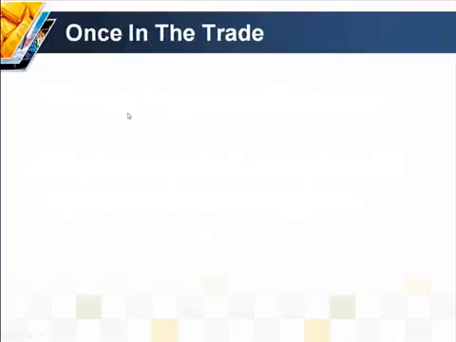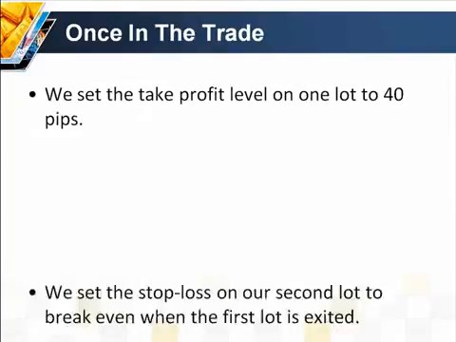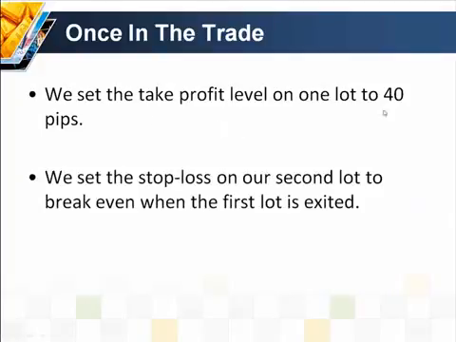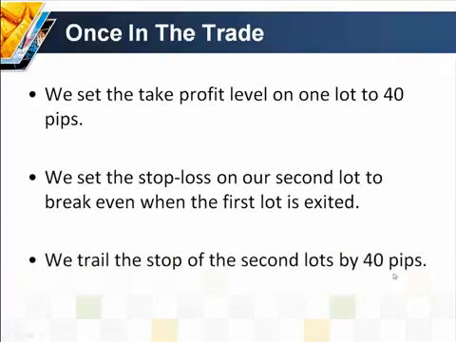Once we're in the trade, we need to manage that trade. So we set our take profit level on one lot to 40 pips. When that first take profit level is hit and our first lot is exited, assuming that the trade does move in our favor, we set the stop loss for our second lot to the break-even point when the first lot exits, and we trail that stop by 40 pips.